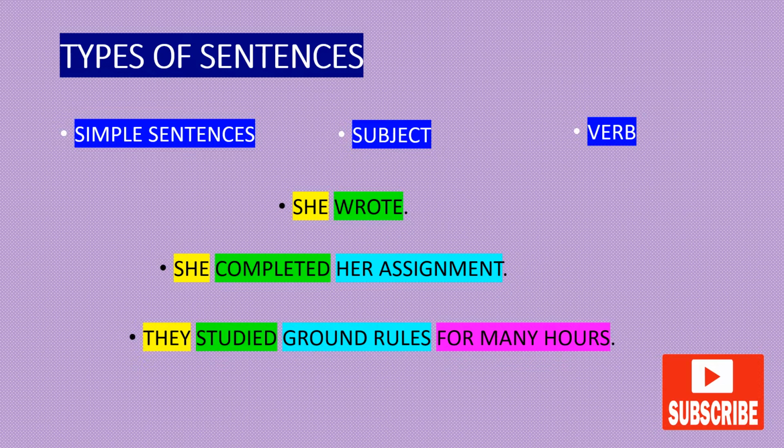Now the first one, which is in yellow, is a subject, which is she and they. The one in green is a verb, which is wrote, completed, and studied. The one in blue is an object, her assignment or ground rules. And the one in pink is a prepositional phrase, which is for many hours.